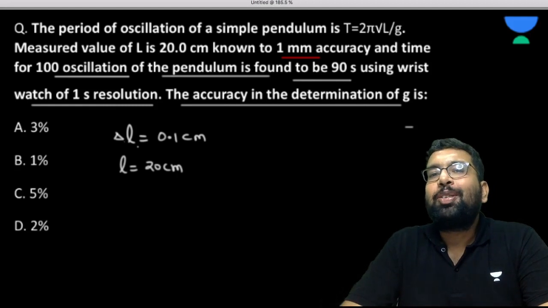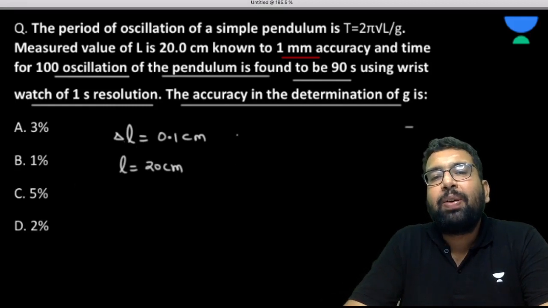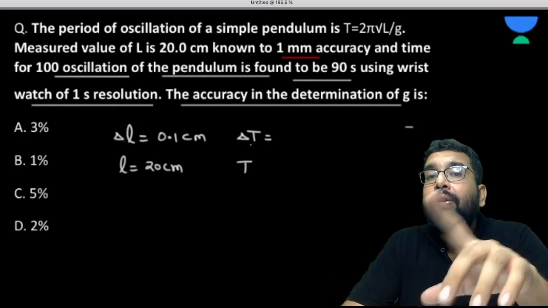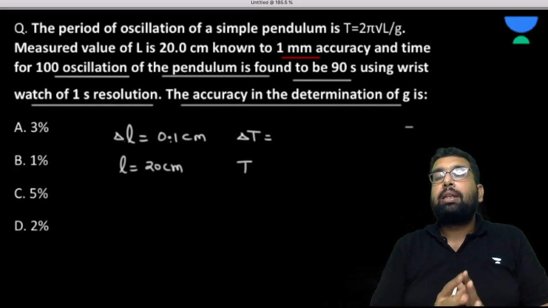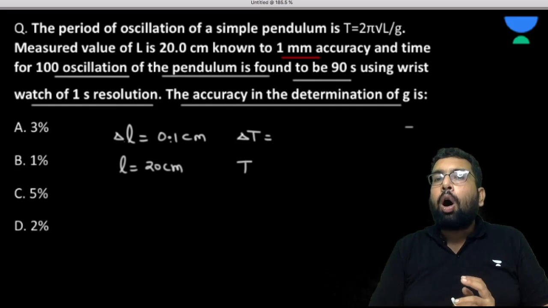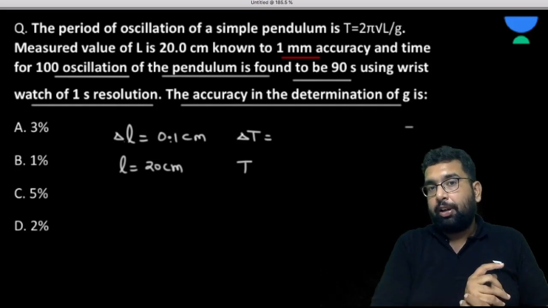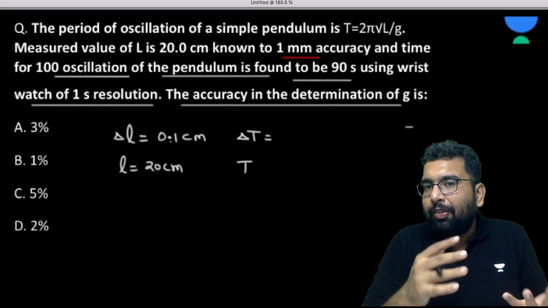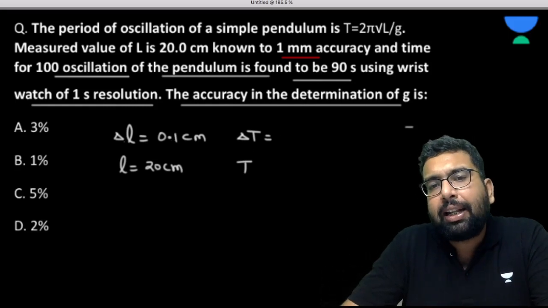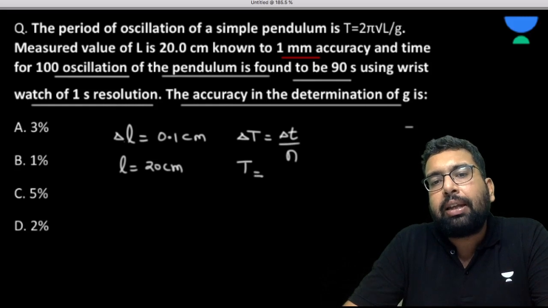If you see the previous video, you will know what delta T and T are. It is the error in the measurement of the time for one oscillation. It is not given to us, although we can find it like this, delta T by N, no worries. And this T is T upon N.